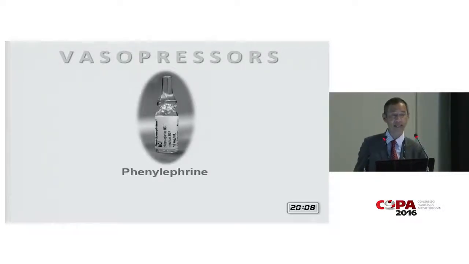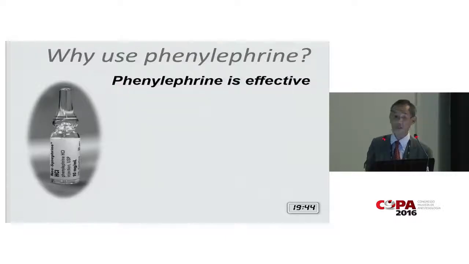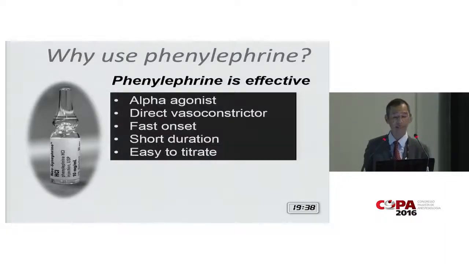And certainly for many years, this has been my personal, or my department's personal, first line drug. There are many reasons why we should consider phenylephrine or similar drugs as our first-line drugs, especially compared with the old favorite, which used to be ephedrine. The most important reason simply is because phenylephrine is effective. It is an alpha agonist drug that has direct vasoconstrictor effects. It has a fast onset, a short duration, and is easy to titrate, all features which we like in an anesthetic drug.